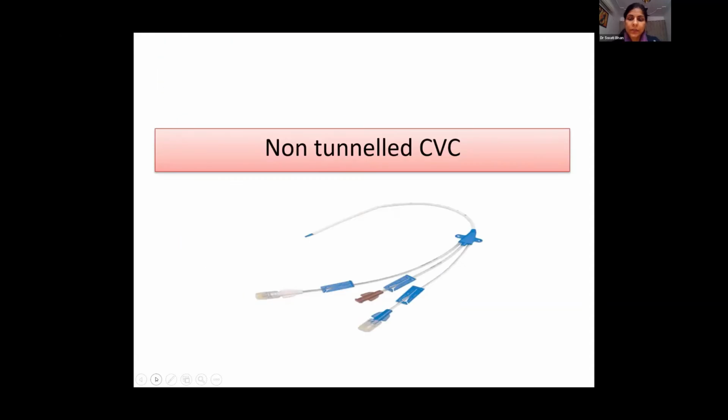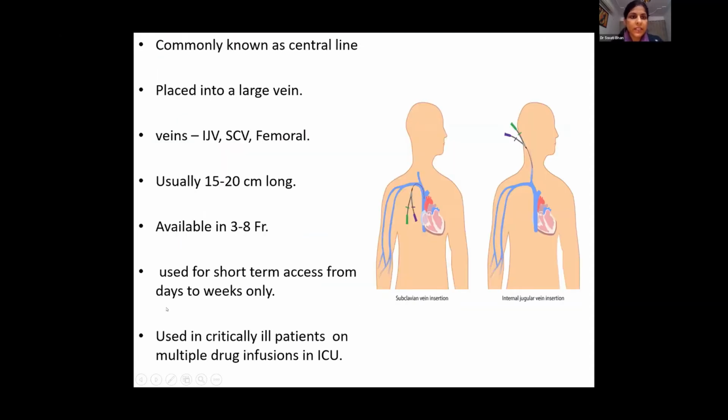Coming over to the non-tunneled CVC, they are placed in a large vein. Veins like the IJV, subclavian vein or femoral veins are used. They are usually 15 to 20 centimeters long, and they are available in 3 to 8 French sizes. For days to weeks, if we need a central venous catheter, it is very useful for short-term access. And they are mostly used in critically ill patients on multiple drug infusions in the ICU.